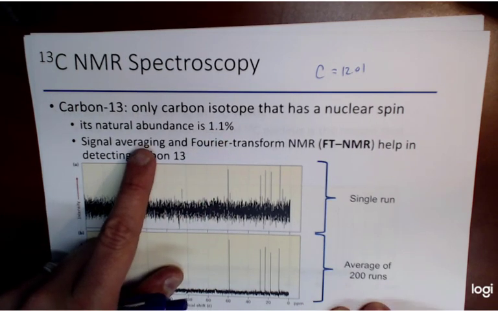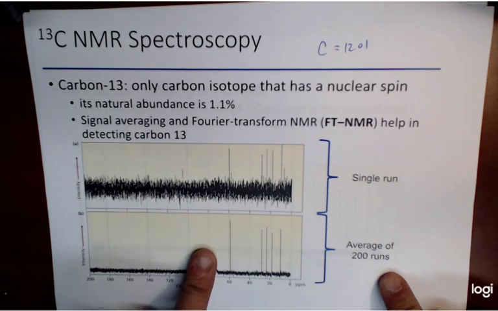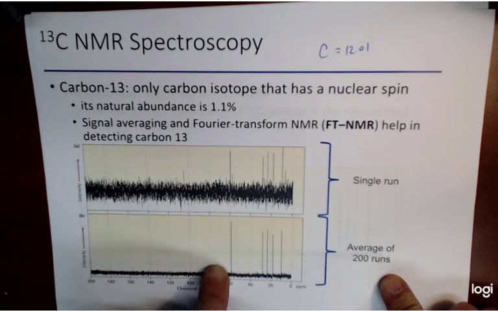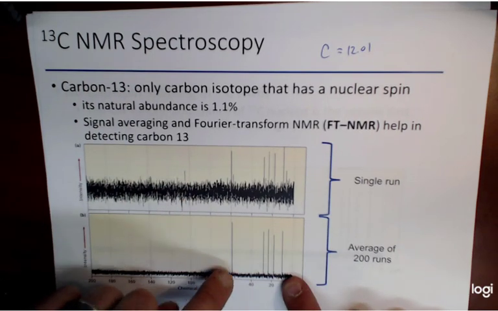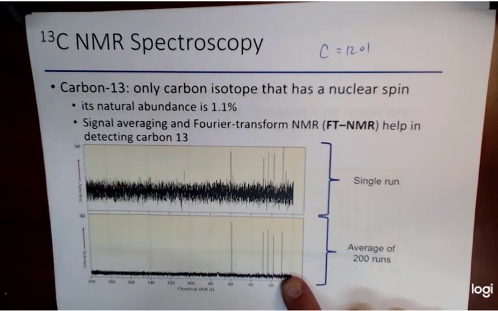A lot of times we don't do single runs. We'll have 200 runs that we do, and we'll take the average of it. So you can actually see the peaks a lot better when you average 200 runs versus just one.